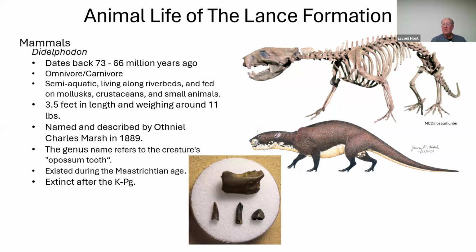They were named and described, at least the Didelphodon, by Charles Marsh in 1889. The genus name refers to the characteristics of opossum teeth. They existed during the Maastrichtian age, and they went extinct after the K-Pg. The example here is a small portion of a jaw and several different teeth. Depending on where the tooth is in the jaw, their structure would be different.